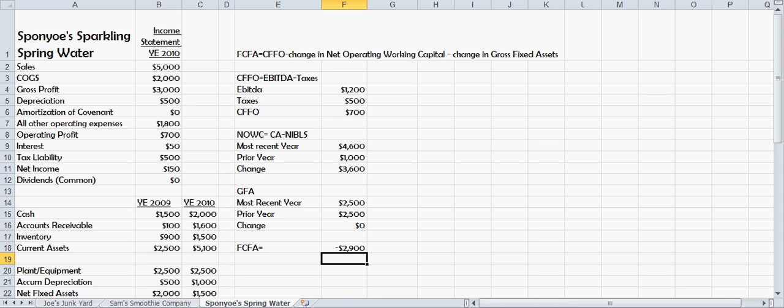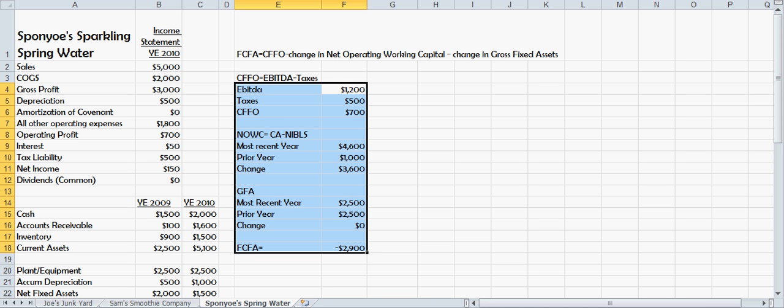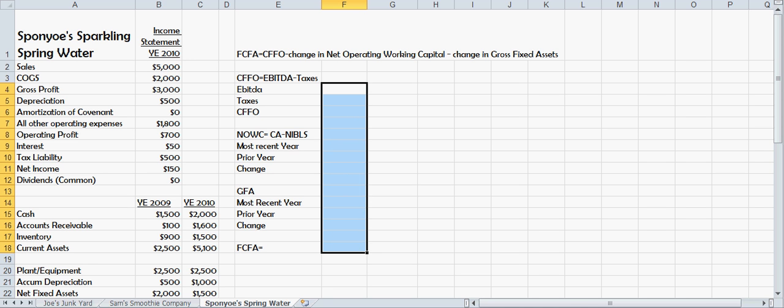We're going to begin this morning with the free cash flow from an asset perspective. Up here at the very top, you can see your formula, which is cash flow from operations minus change in net operating working capital minus change in gross fixed assets. So I'm going to get rid of these numbers so that we can develop them ourselves.